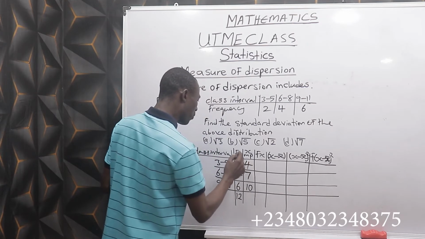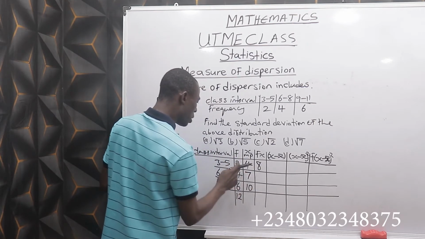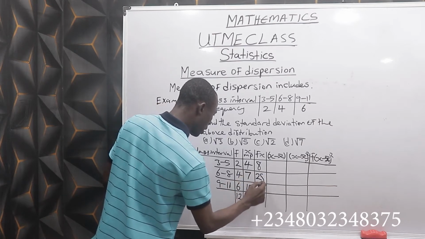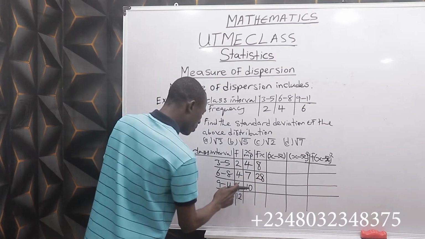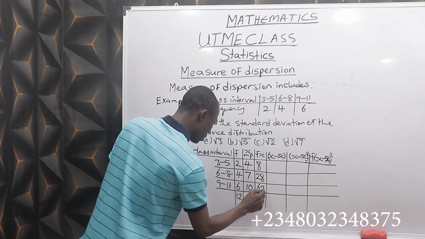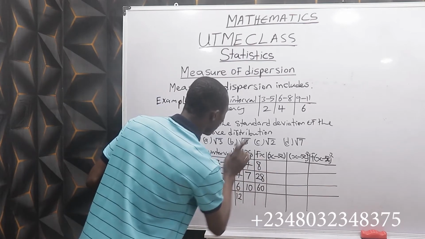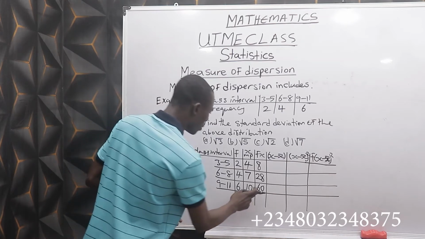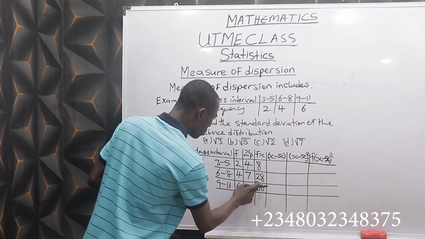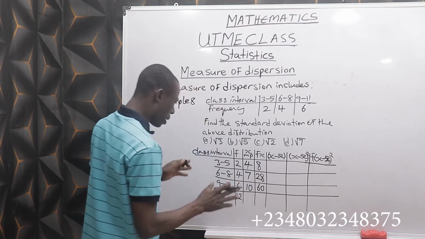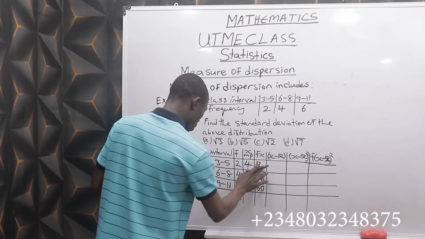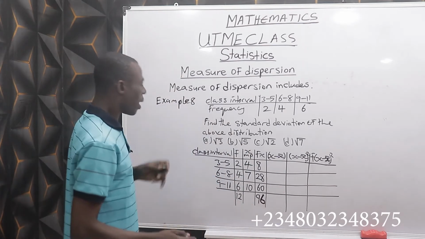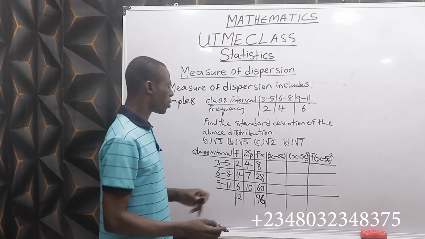Now, our fx will be frequency times x. That is 2 times 4, 8. 4 times 7, 28. 6 times 10, that is 60. Addition of our fx will be 60 plus 28, that is 88, plus 8, that is 96. Our summation fx will be 96.